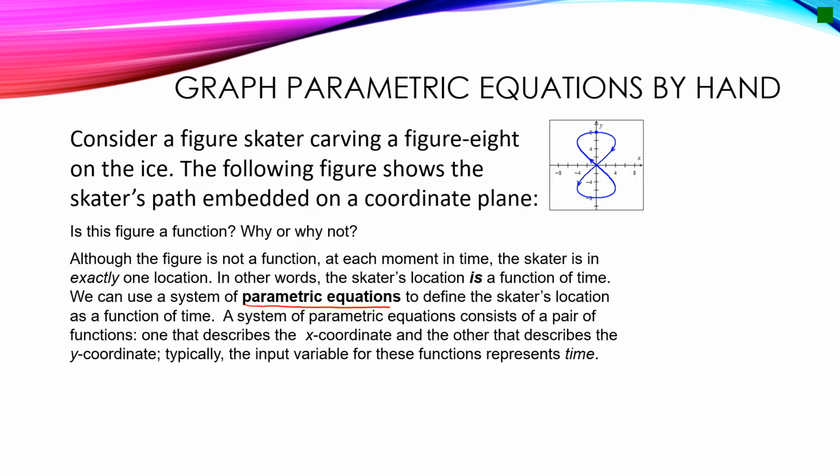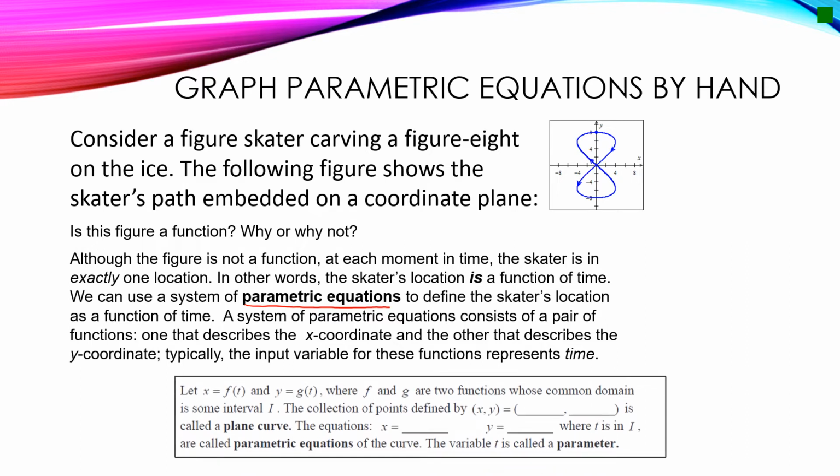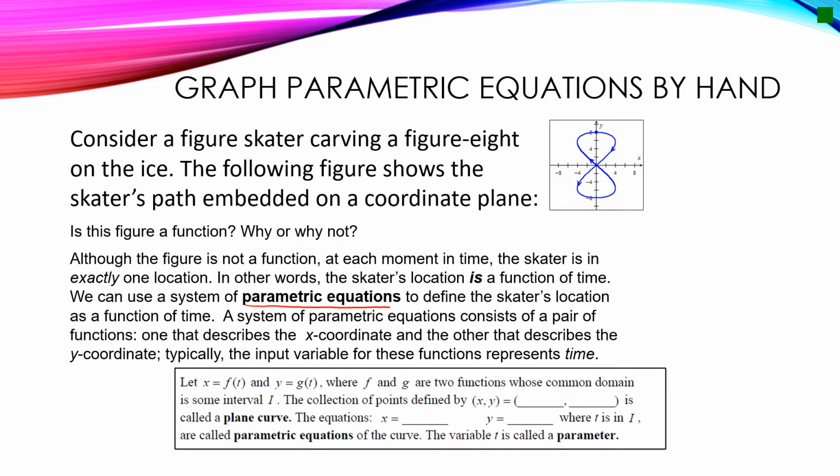A system of parametric equations consists of a pair of functions, one that describes the x-coordinate and the other that describes the y-coordinate. Typically, the input variable for these functions represents time. So let's let x equal f of t and y equal g of t, where f and g are two functions whose common domain is some interval I. The collection of points (x, y) will be (f of t, g of t).